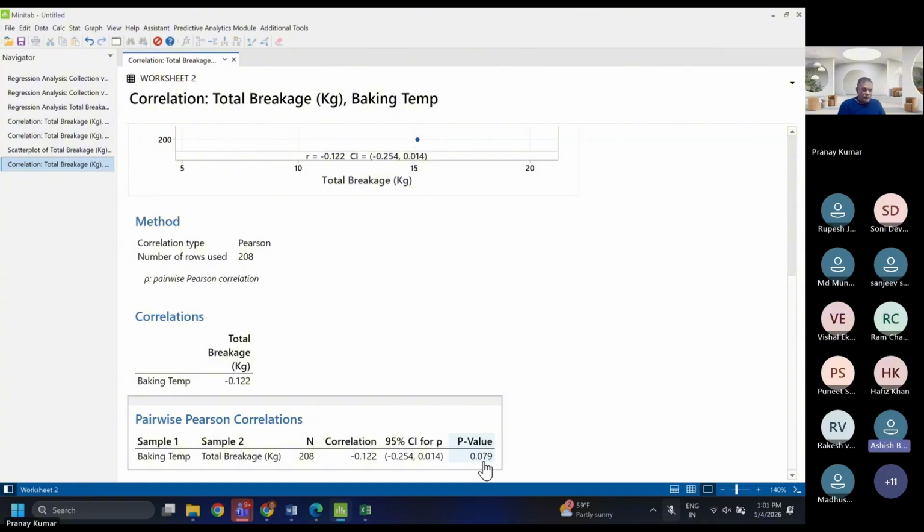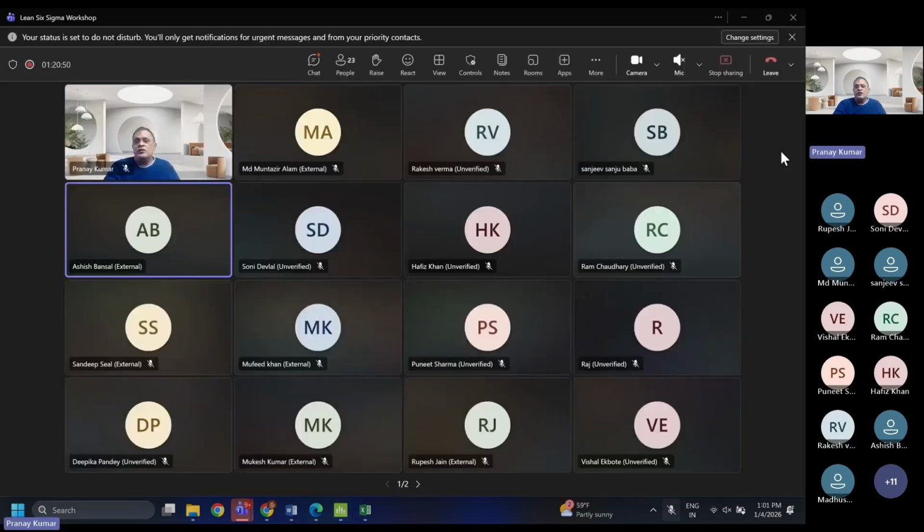So, Pune sir, I have taken two variables. First is collection, and then second is experience. Okay. Screen share karo.